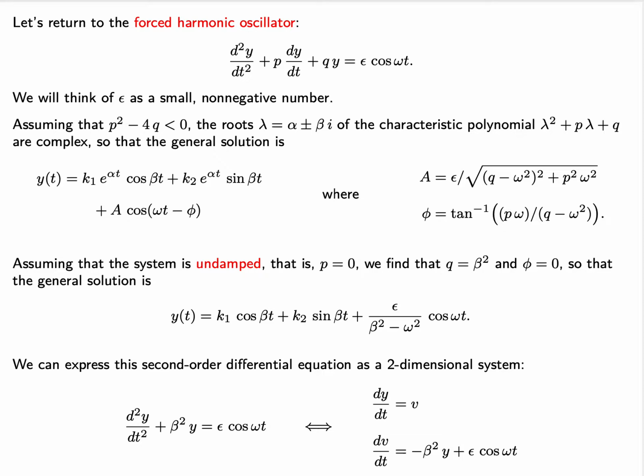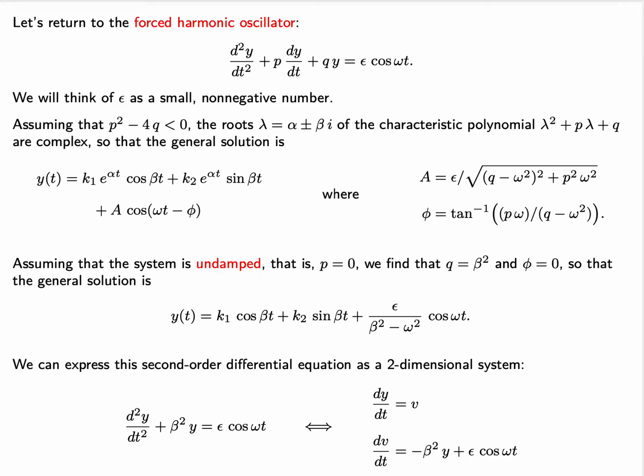Here, beta is the natural frequency of the system, and the phase angle phi equals 0. In this case, the general solution is y(t) = k1 cos(beta t) + k2 sin(beta t) plus an amplitude epsilon divided by (beta squared minus omega squared) times cos(omega t). Here we are assuming that omega, the forcing frequency, does not equal beta, the natural frequency, so that we are away from resonance.